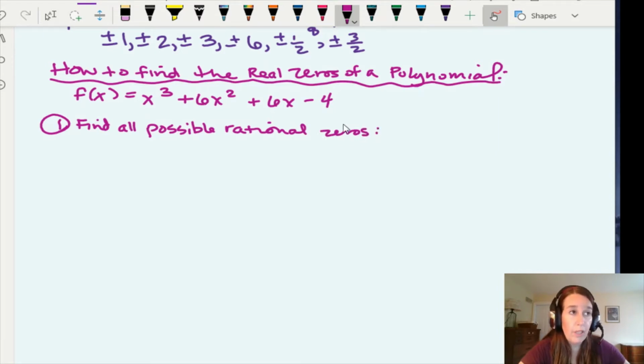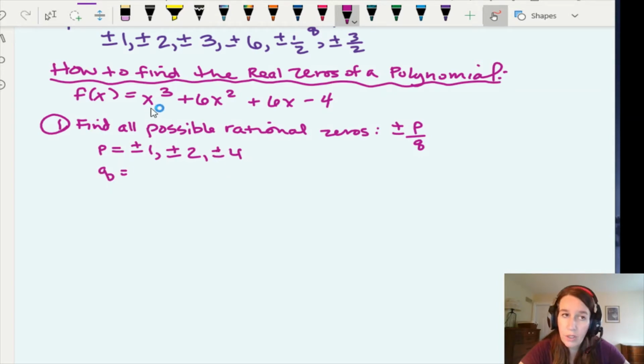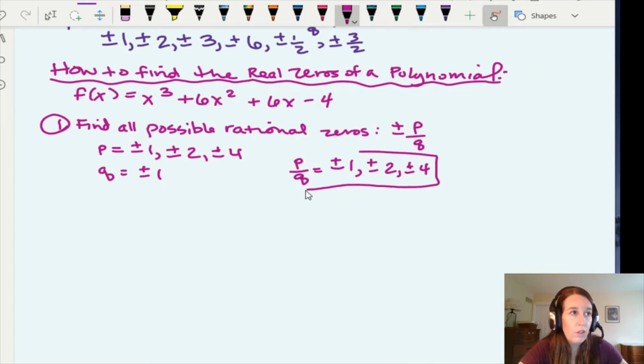Okay, so like we just said, that was the plus or minus p over q, right? So in this case, p is all the factors of the negative 4, so that's plus or minus 1, 2, and 4. And q in this case is the leading coefficient of 1, so it's just plus or minus 1. So all the possible p over q's are just plus or minus 1, 2, and 4. Okay, so we know that one of these, or maybe 3 of them, are going to be our rational zeros.